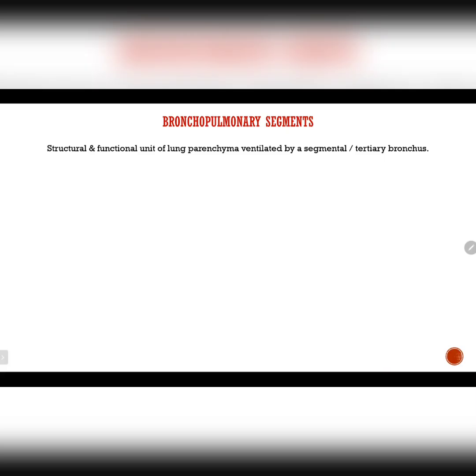Okay, this is a highly important part of the topic of lung. It's frequently asked for you. Each lung, the right and left, has 10 bronchopulmonary segments in total.